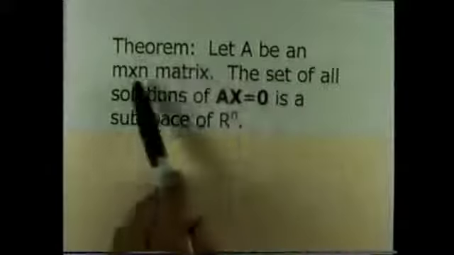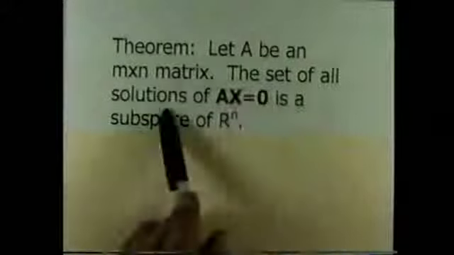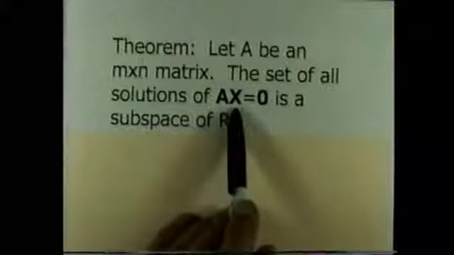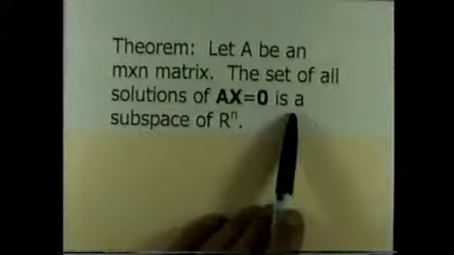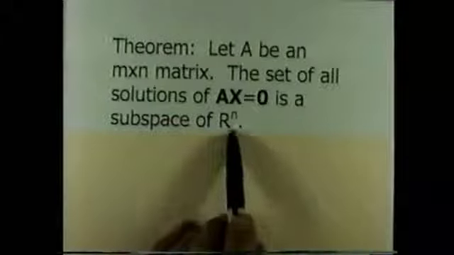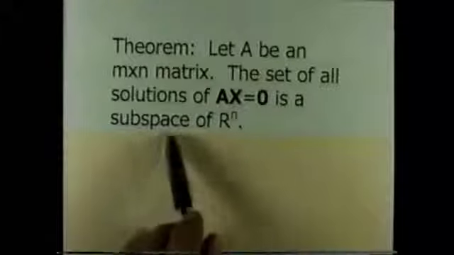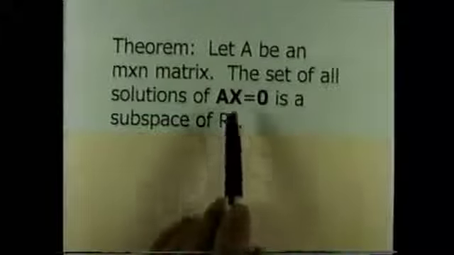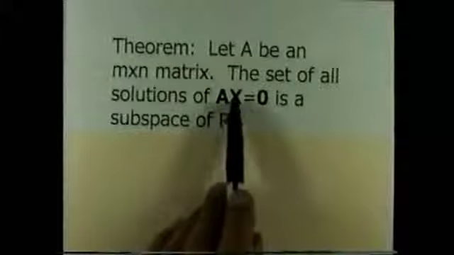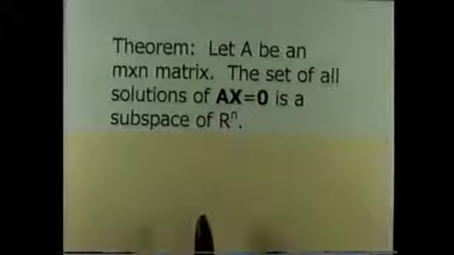So let A be an m by n matrix. The set of all solutions of Ax = 0 is a subspace of R^n. Now x is your variable matrix, so that would be of the form column matrix x, y, z, and so forth, for 3 space.